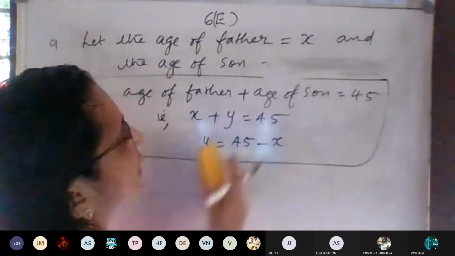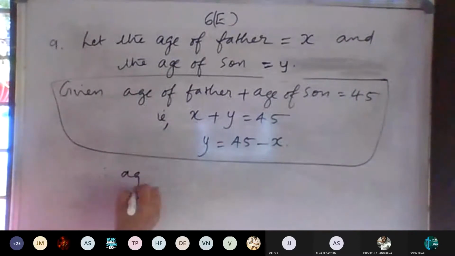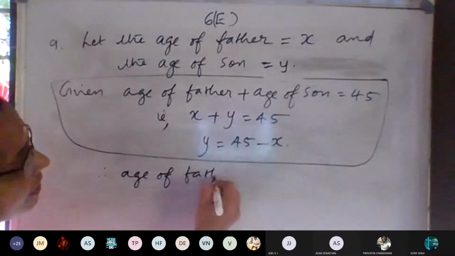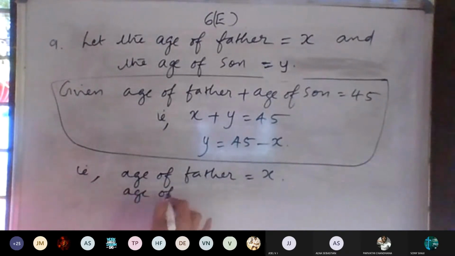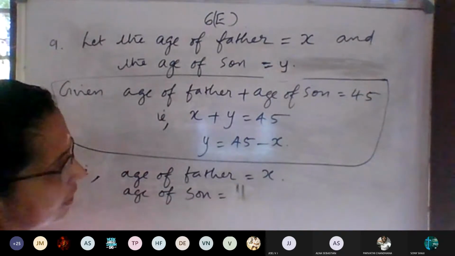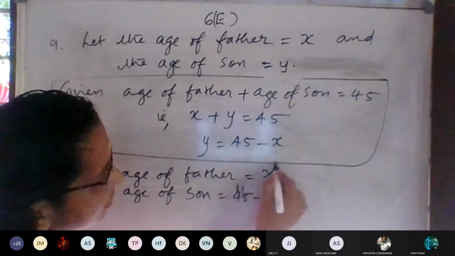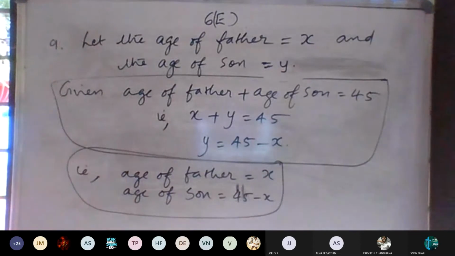So y we assumed. Therefore, what can we write? Age of father is equal to x, age of son is equal to y, which is equal to 45 minus x. This you write in your working order. Age of father x, age of son 45 minus x. Then the next one: 5 years ago.